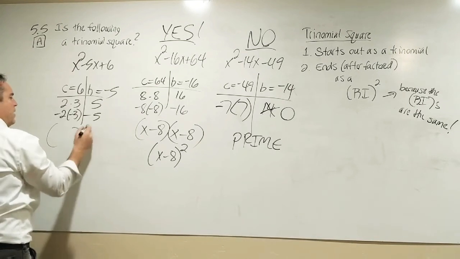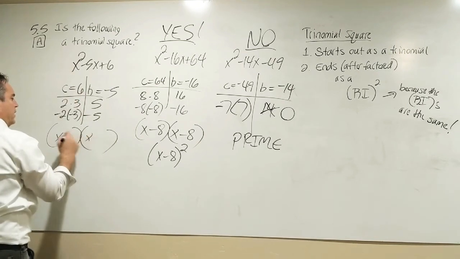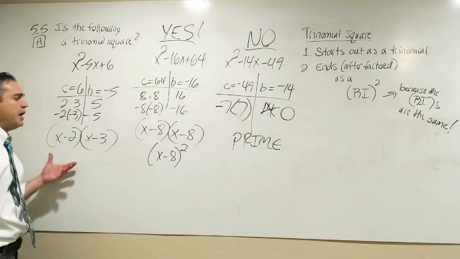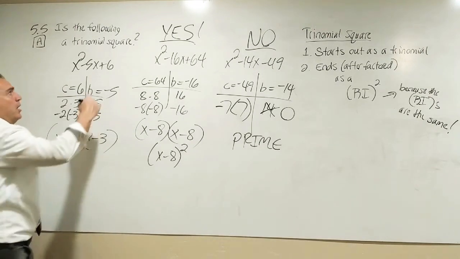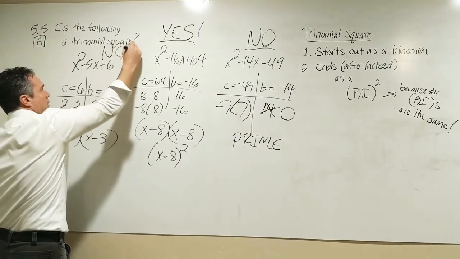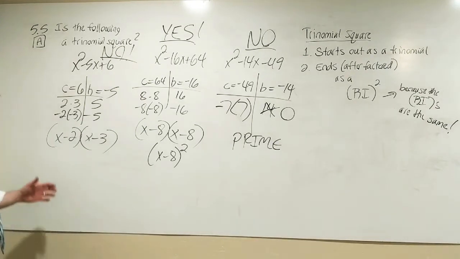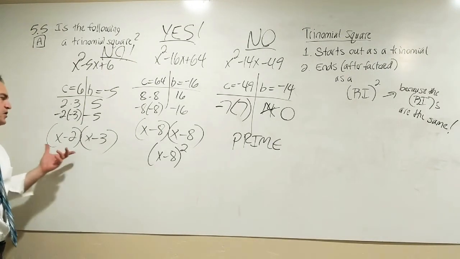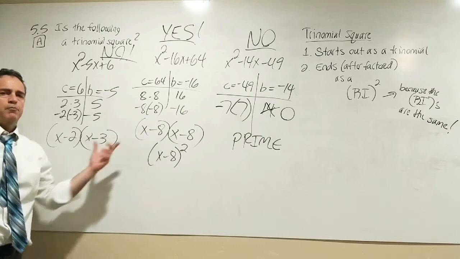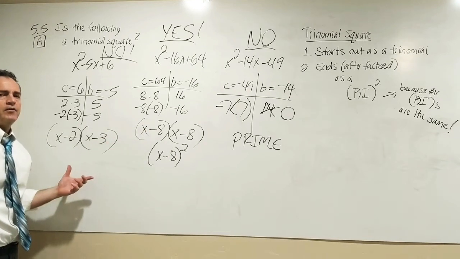Okay, so we have parentheses, parentheses. This is going to be x minus 2 and x minus 3. So this is not prime, but it's also a resounding no. It is not a trinomial square because the parentheses didn't end up being the same. Let's go ahead and pause that.